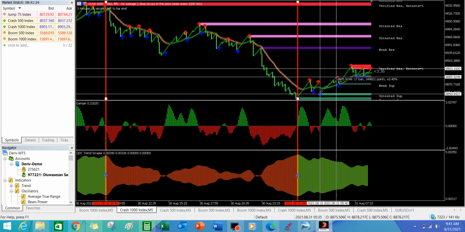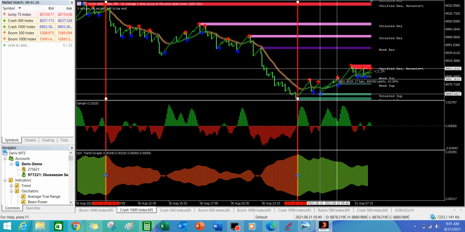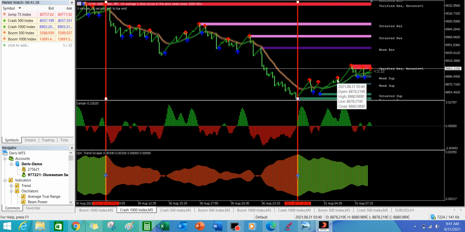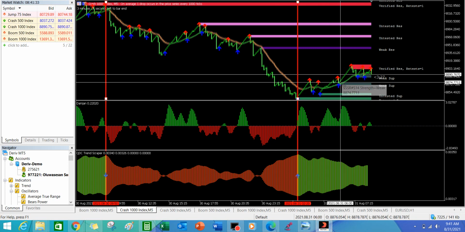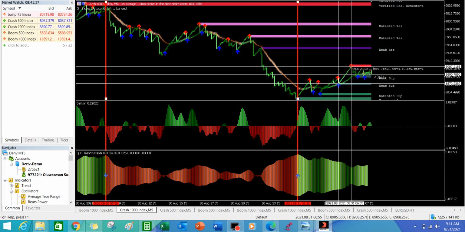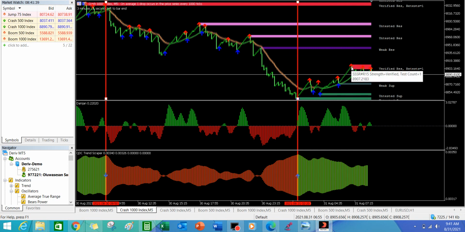From here to this level is about 17 candles. You can multiply that by 5 minutes, because I'm on the 5-minute time frame, to know the amount of time you would have spent in the market. You can see the buy signal from here to here. That is about 13 candles. You can also do your calculation. So that is how it works, guys. Once you are able to spot the trend, then you will be able to milk the market successfully.